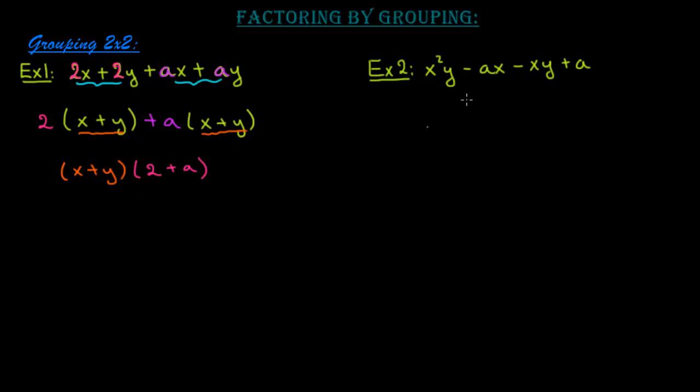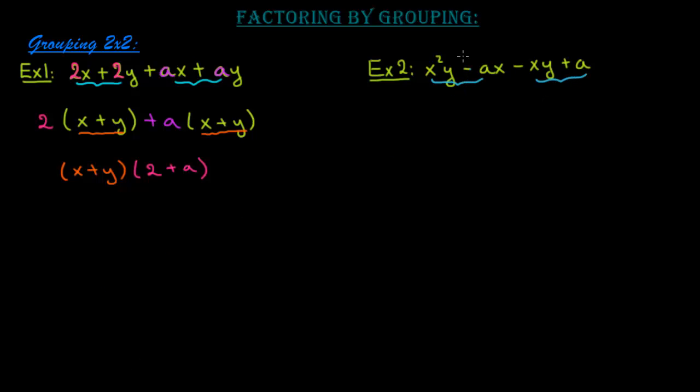Alright, let's do one more time on example 2. We have x squared y minus ax minus xy plus a. So we group the first two terms and the last two terms. We're factoring the first two terms and the last two terms.